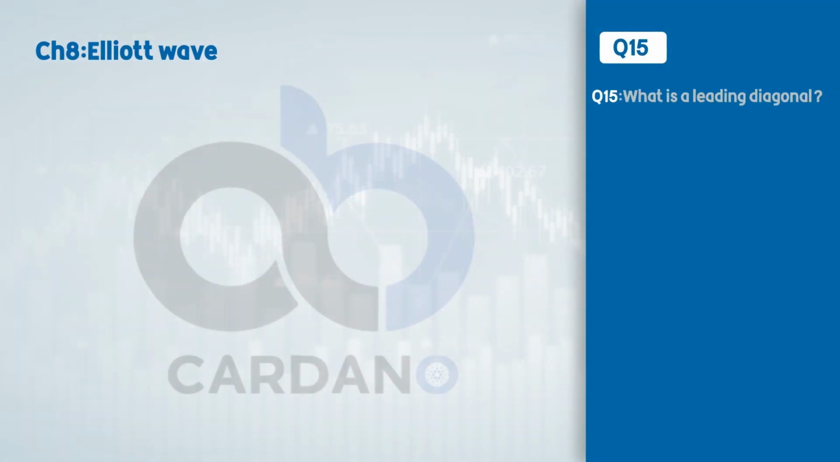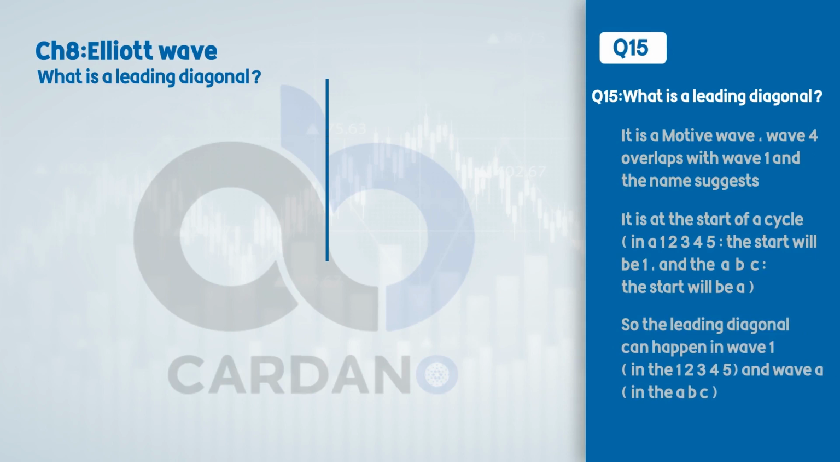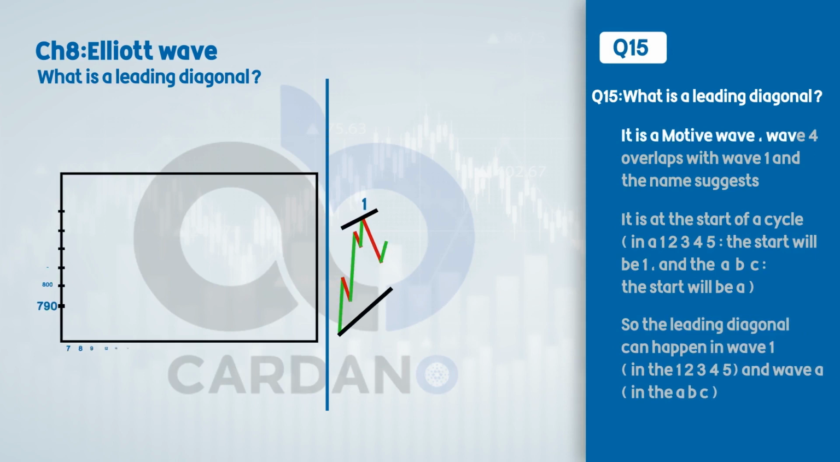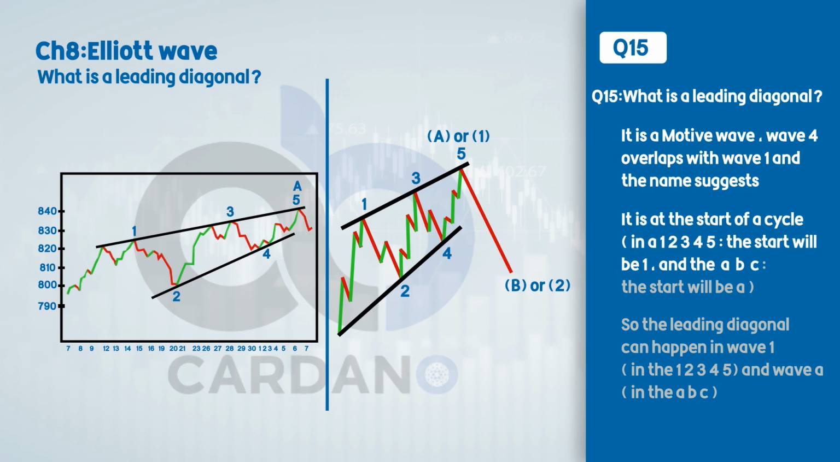Question number 15. What is a leading diagonal? The answer is, it is a motive wave. Wave 4 overlaps with wave 1, as the name suggests. It is at the start of a cycle in a 1, 2, 3, 4, 5. The start will be 1. And in the ABC, the start will be A. So the leading diagonal can happen in wave 1 in the 1, 2, 3, 4, 5 and wave A in the ABC.